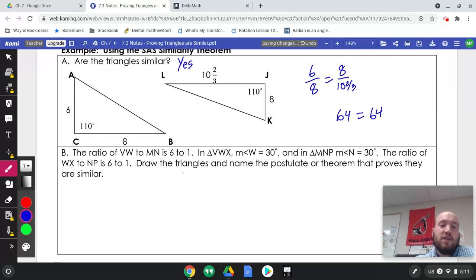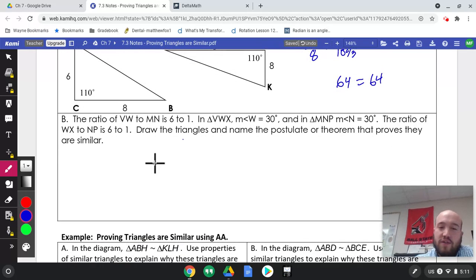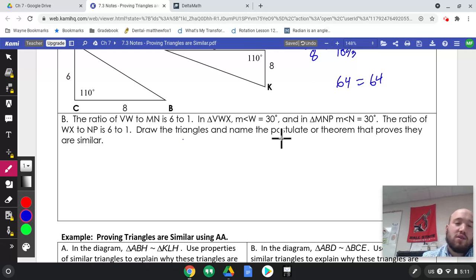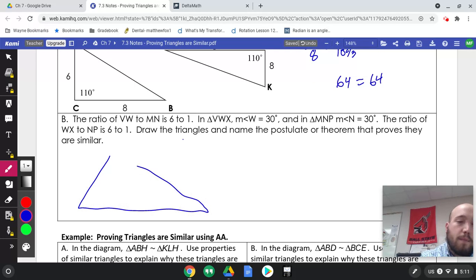Now our next one says we're going to have to draw a triangle. It says the ratio of VW to MN is 6:1. In triangle VWX, angle W is 30 degrees. So I'll start with triangle VWX here, and we know this angle is 30 degrees. It tells us VW to MN is 6:1. So let's draw a triangle MNP.